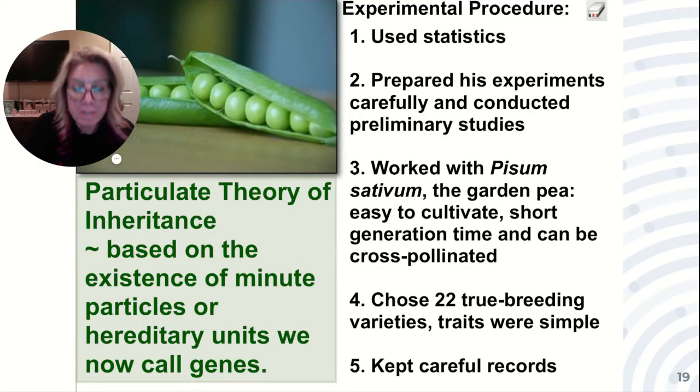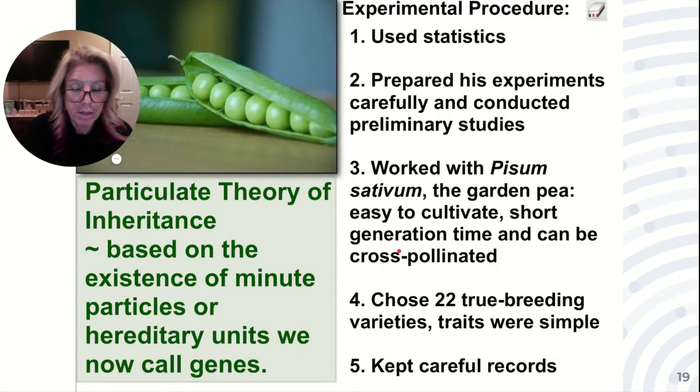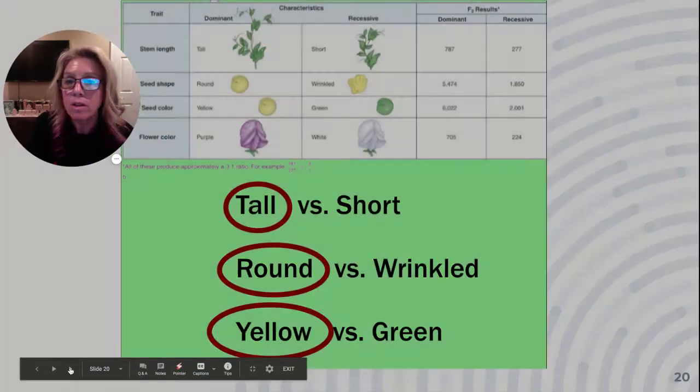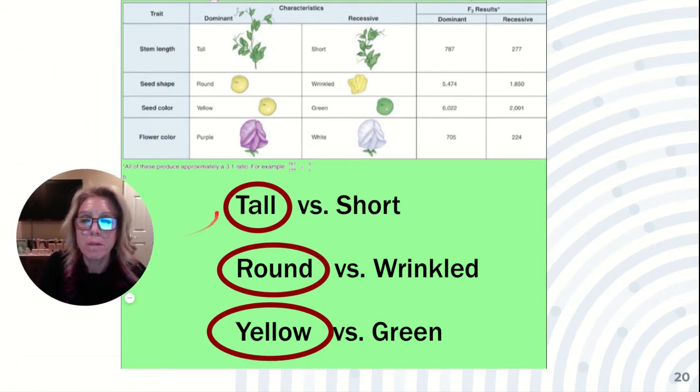He used garden peas. Why? On your notes, jot down: easy to cultivate, short generation time, and can be cross-pollinated. It's right here. Pause if you need to. And he chose 22 true breeding varieties. So he would do reciprocal crosses and then look to see what he got in those offspring. I'll show you those in just a minute. Let me show you some of the traits he looked at.